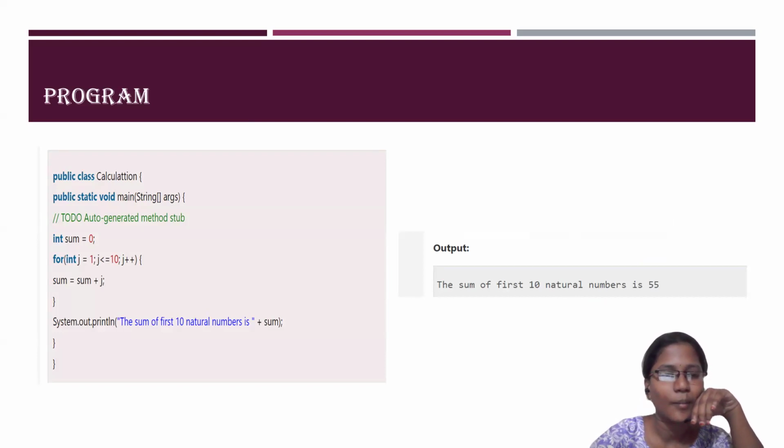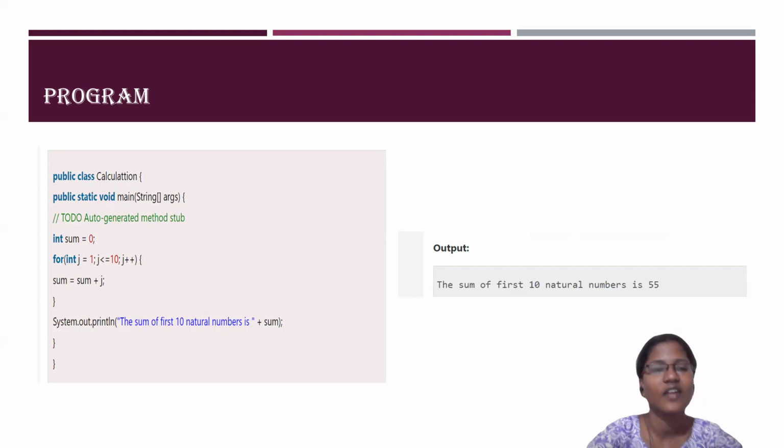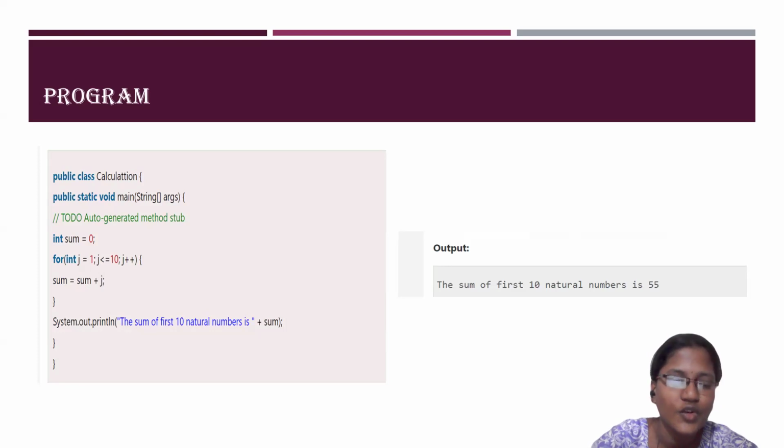Int sum: I have declared the variable called sum and initialized it with 0, and I have written a condition like int j is equal to 1, and j should be less than or equal to 10, and it should be incremented like j plus plus. If these conditions are satisfied, then the execution enters the block, and sum is equal to sum plus j.